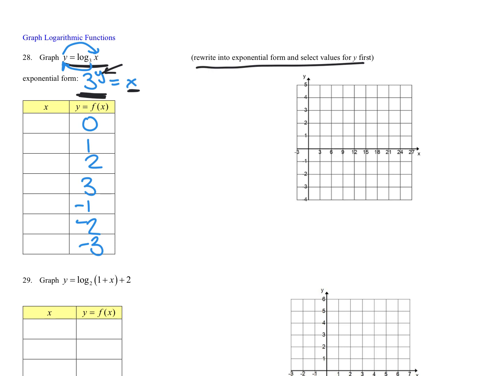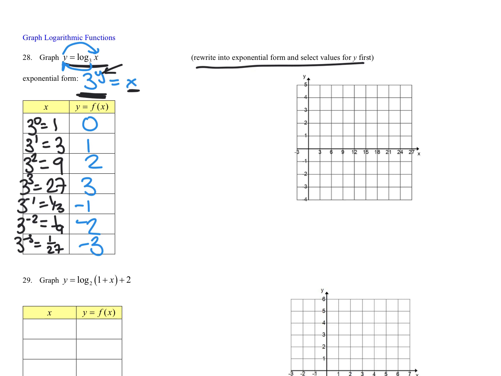Okay, so when I plug in 0, 3 to the 0 is equal to 1. When I plug in 1, 3 to the first power is equal to 3. 3 squared is equal to 9. 3 cubed is equal to 27. 3 to the negative 1 power is equal to 1/3. 3 to the negative 2 power is equal to 1/9. 3 to the negative 3 power is equal to 1/27.